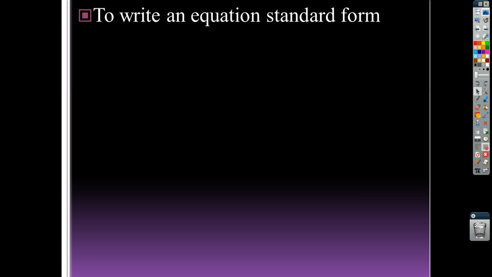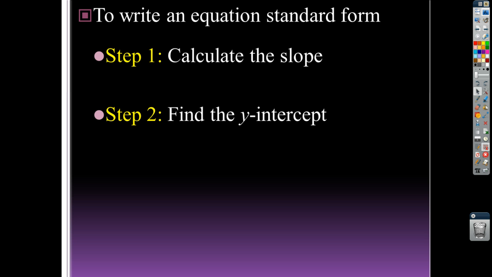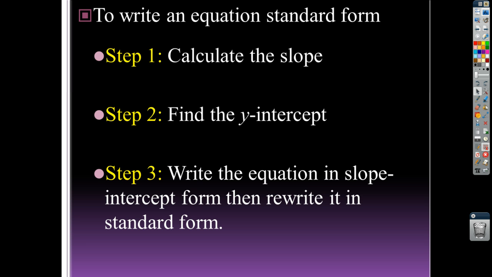All right, so how are we going to do that? Well, we're going to calculate the slope. This is not the only way, but this is one way. We're going to find the y-intercept, and then write it in slope-intercept form, and then convert it into standard form. Now, we could also do it in point-slope form, and we'll do that a little bit later, and then turn it into standard form. In the previous video, we did point-slope form, and then turned it into slope-intercept. So we'll practice the same idea, but put it into standard form.